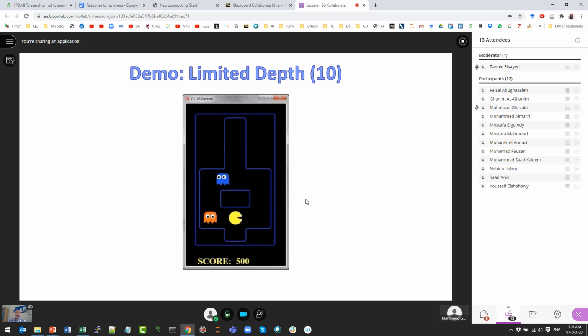Yes, exactly. With limited depth you have to do replanning because there is an opponent, right? Based on the action of the opponent, you might get different decisions than the decisions you would make if you used the previous tree. So you have to expand the tree again every time. Did I answer your question, Mahmoud?